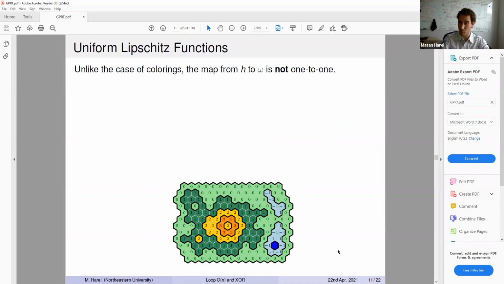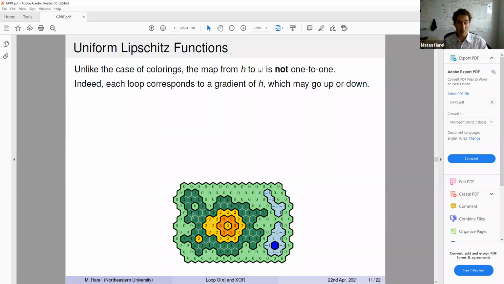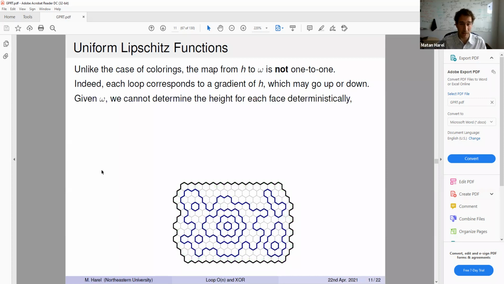If I look at this thing, there are going to be a bunch of different height functions that map to the same domain walls. Each one of these things corresponds to a gradient that can go up or down. So the way I like to think about it is that if you just give me these loops omega and ask what is the height at this particular face, I can't answer that question. I don't have enough information for that.